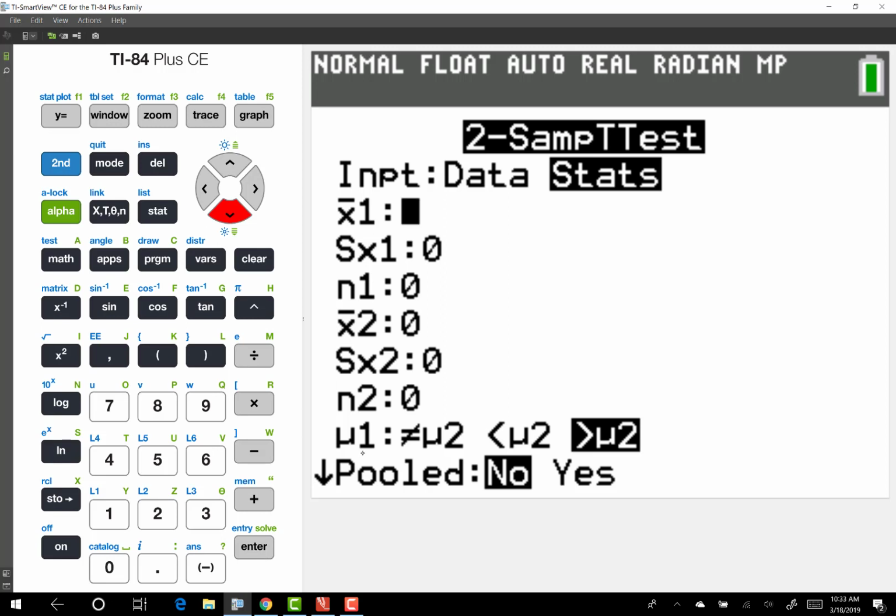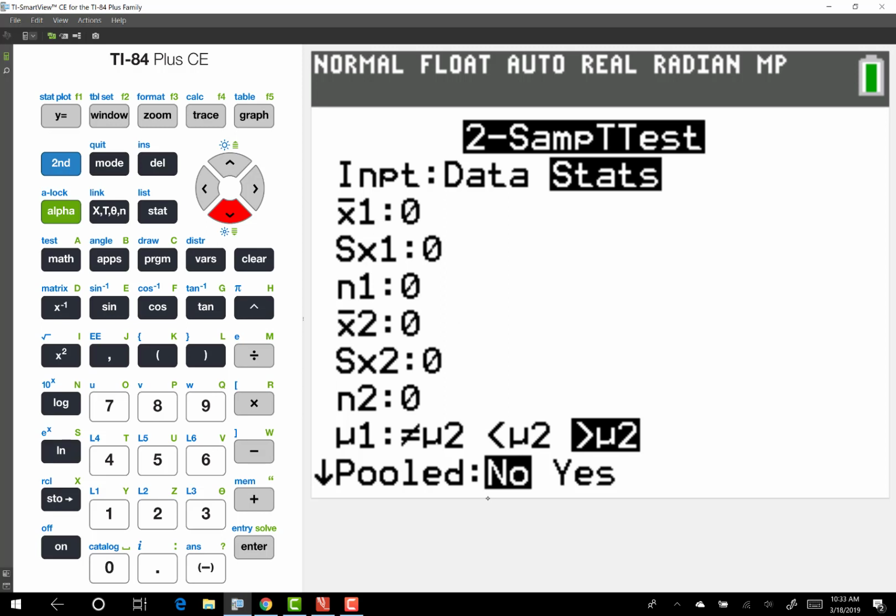And then when you get down to the next to the bottom line down here, mu1, this is still going to match H1. So you're going to use the not equal if your H1 is a not equal, you're less than if your H1's a less than, and you're greater than if your H1's a greater than.